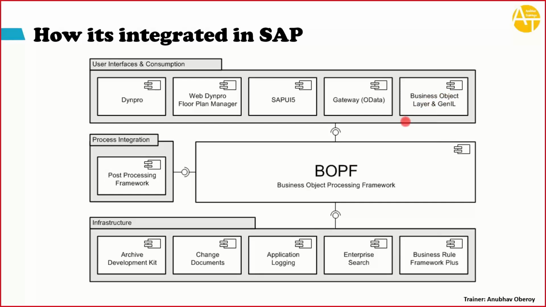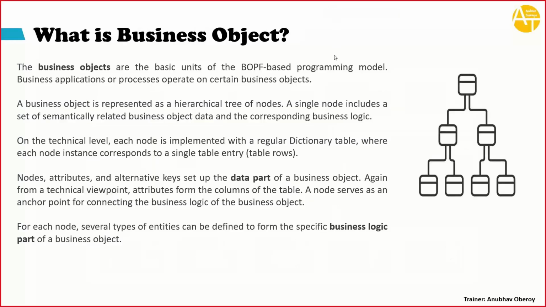SAP CRM is completely implemented using the BAL layer, which can also use BOPF as a consumer. These are consumers of BOPF. Once an application is built using BOPF, they will consume that application eventually. So now, coming to the next important slide: what is a business object?